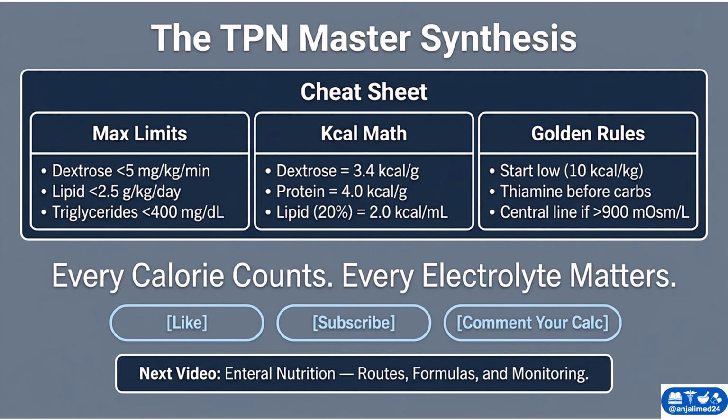For calculations, remember these values. Dextrose provides 3.4 kilocalories per gram, protein provides 4 kilocalories per gram, and 20% lipid emulsions provide 2 kilocalories per milliliter. Finally, follow the three golden rules of safe TPN. Start low in patients at risk of refeeding syndrome. Administer thiamine before carbohydrates and use a central venous catheter when the solution osmolarity exceeds 900 milliosmoles per liter.